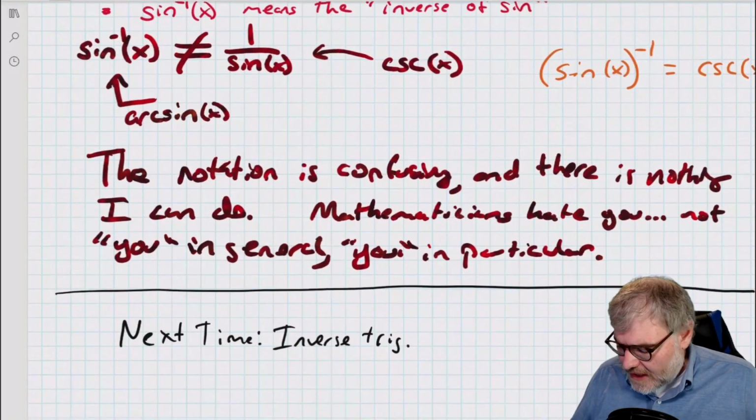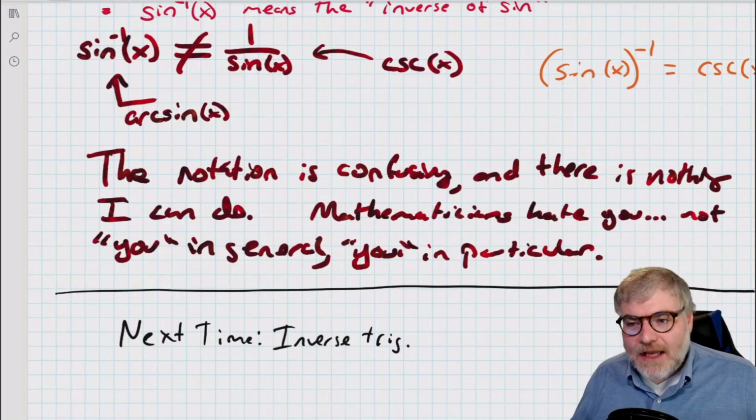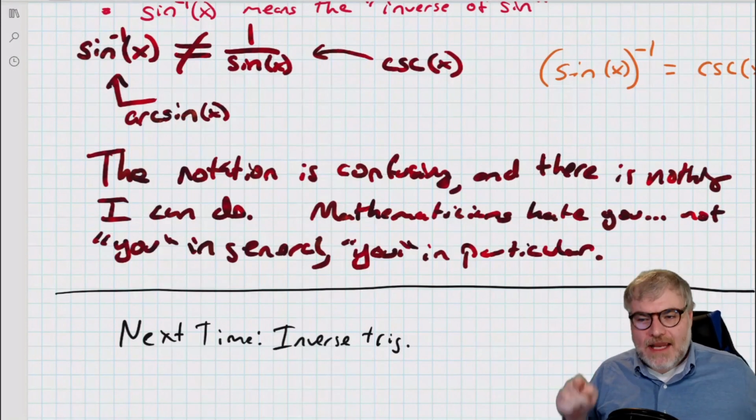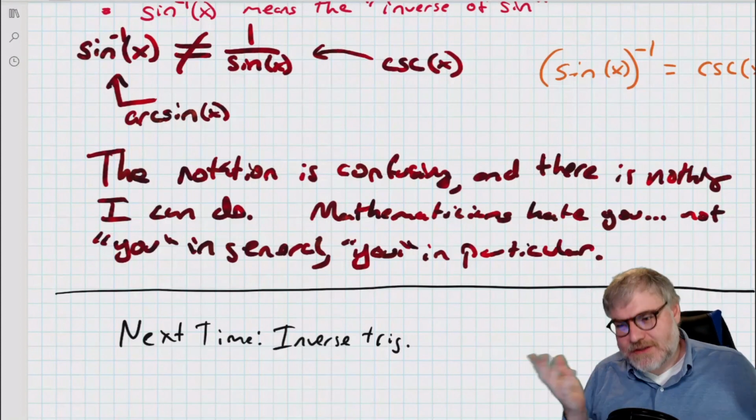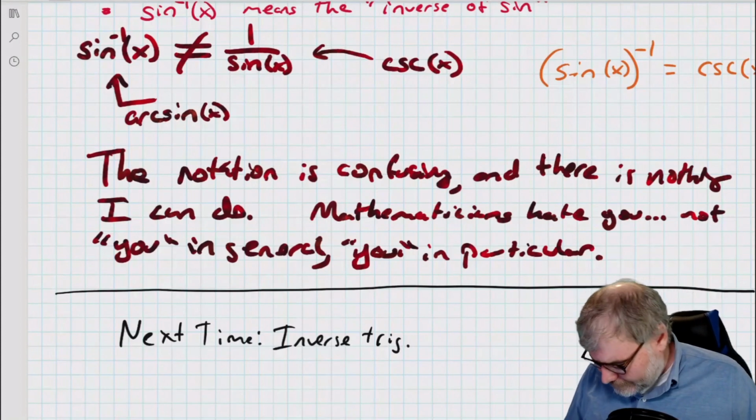The reason for this notation is because mathematicians hate you. And not you in general class. I mean you in particular watching this right now. Mathematicians hate you, and we're just taking it out on everybody else.